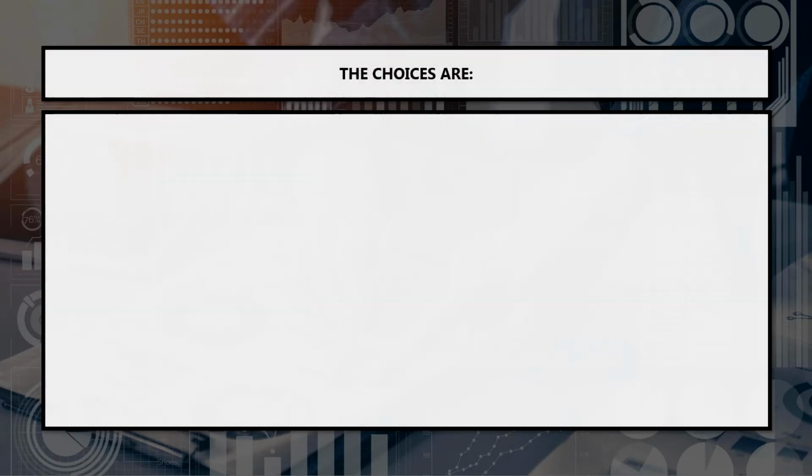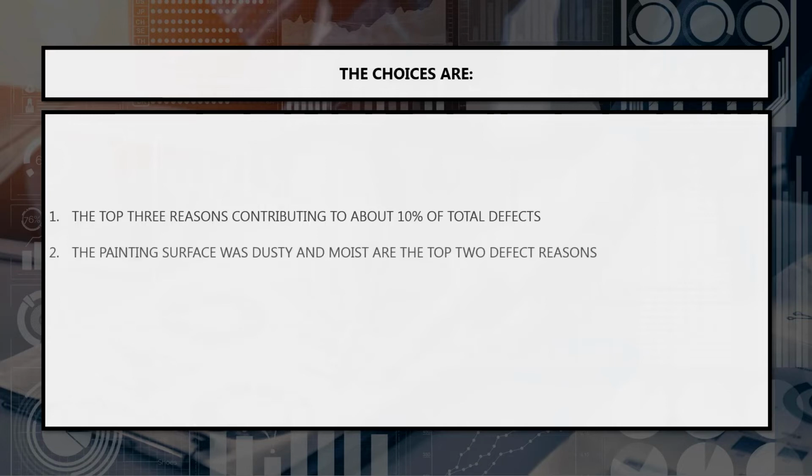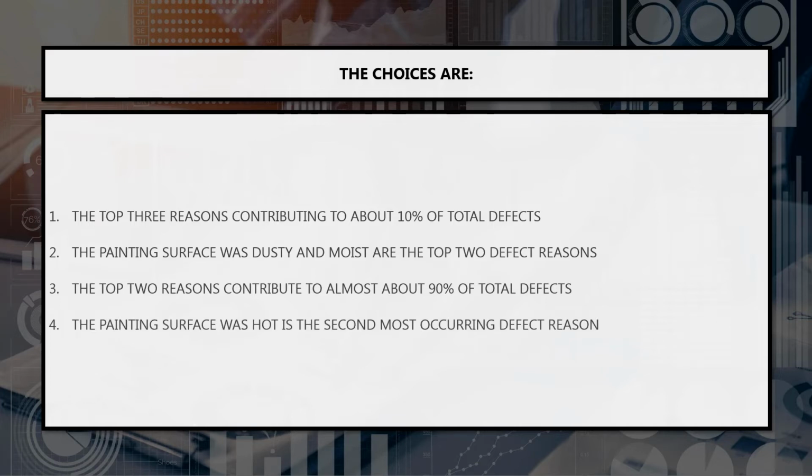The choices are 1. The top 3 reasons contribute to about 10% of total defects. 2. The painting surface was dusty and moist are the top 2 defect reasons. 3. The top 2 reasons contribute to almost 90% of total defects. And 4. The painting surface was hot is the second most occurring defect reason. So, let's take a quick moment to create a Pareto chart.